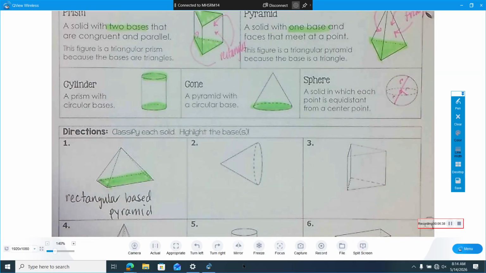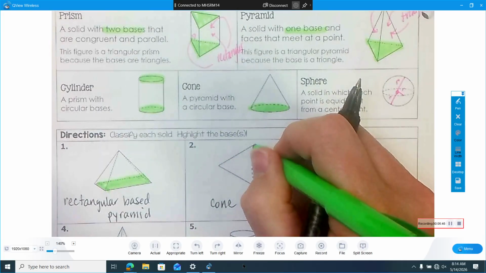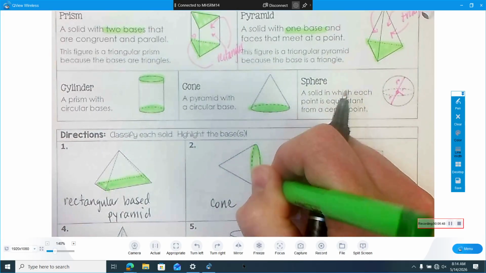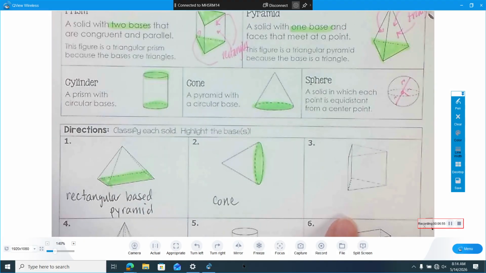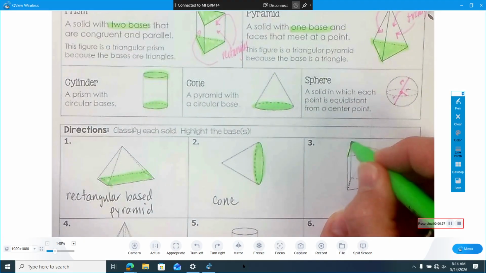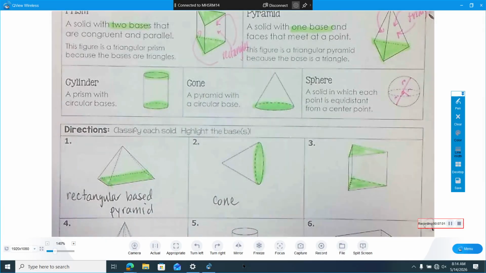All right. What's number 2 called? A cone. Yeah, that one's easy. All right, that is a cone. And, of course, we want to highlight the base. So, again, that's the circle part. What about number 3? Prism. What are the bases? Little triangles on top. Triangular-based prism would be the name. Very good.